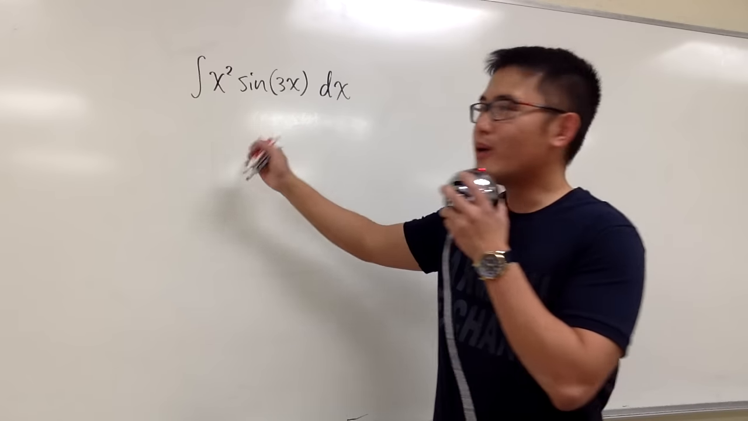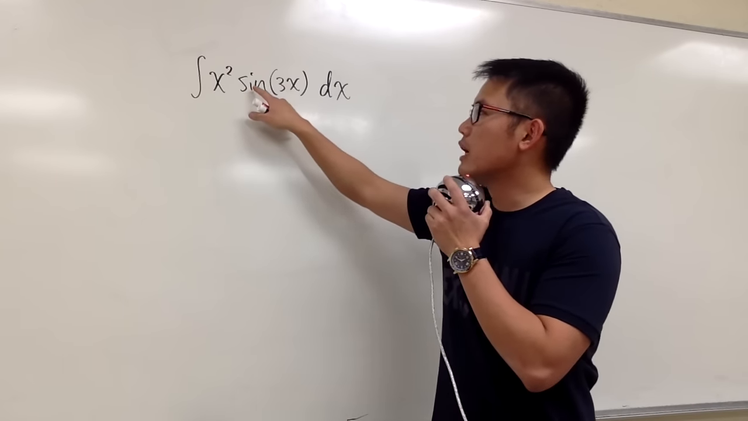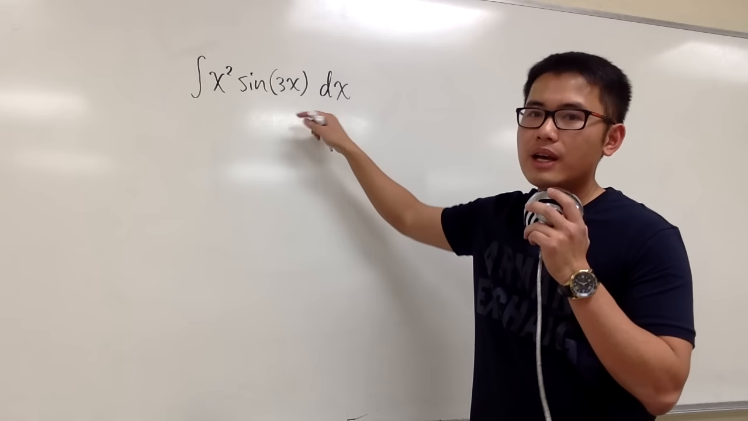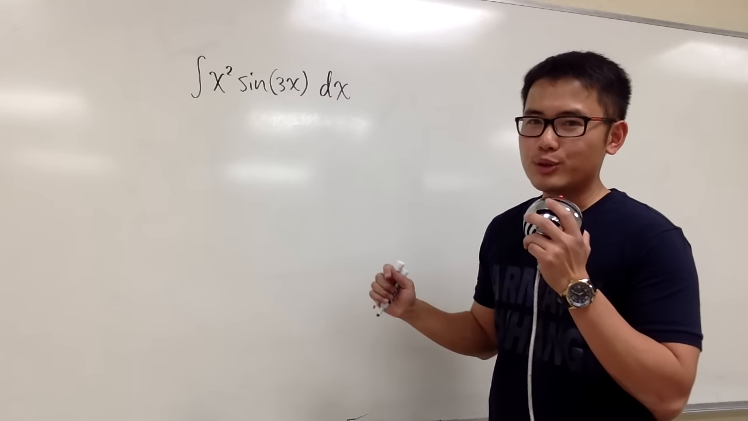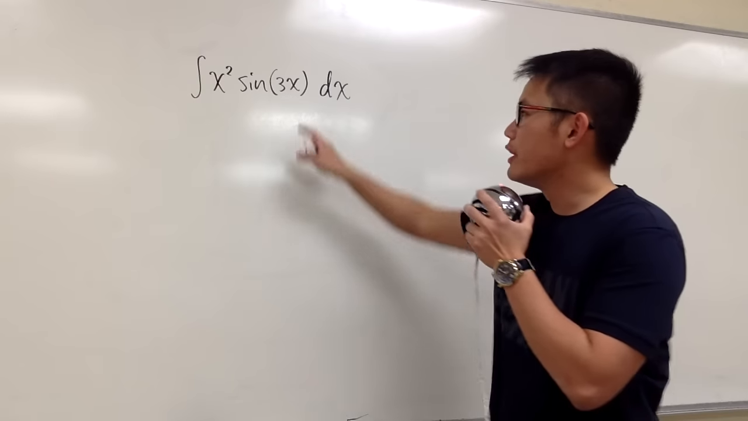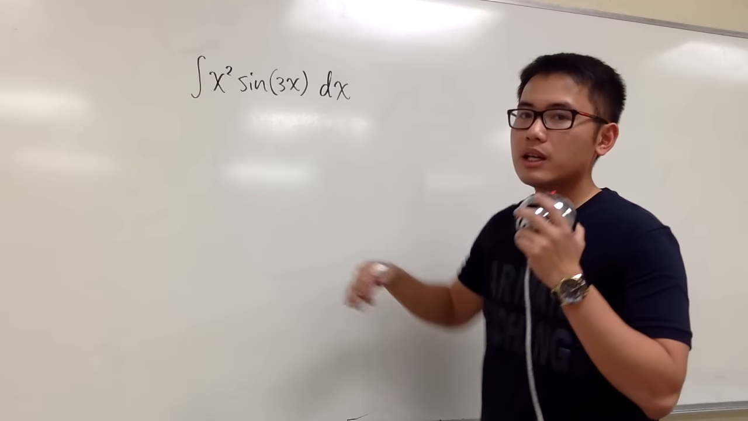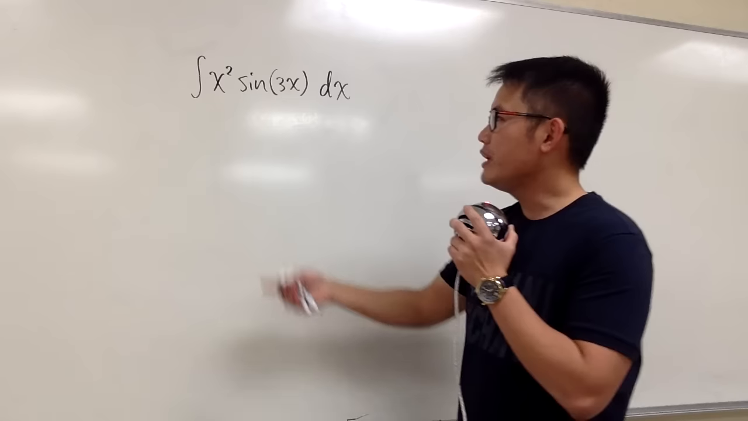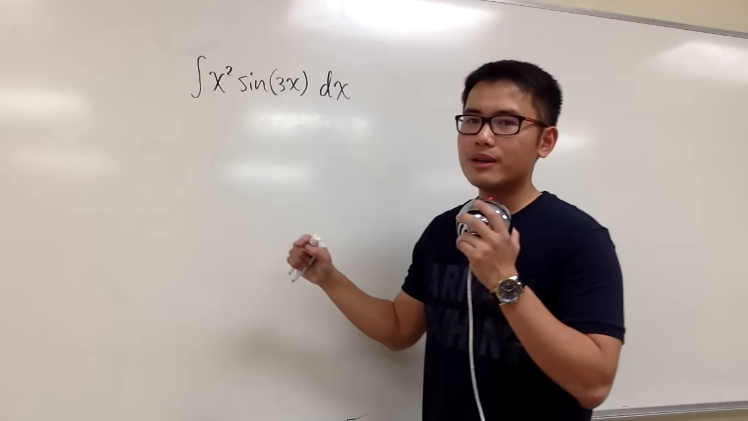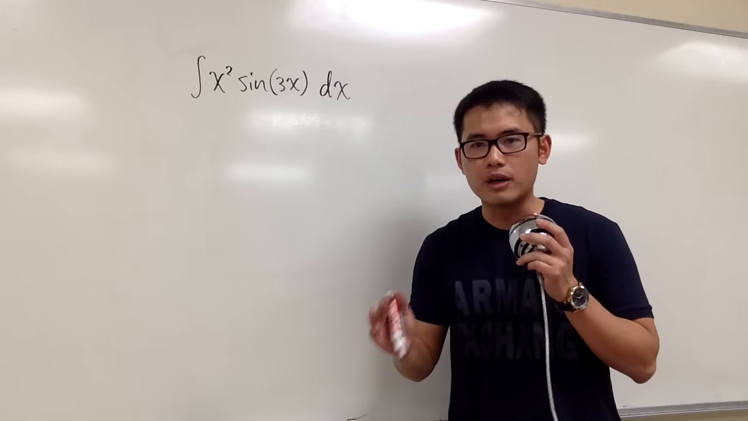So here's my first example. We have the integral of x to the second power times sine of 3x. Unfortunately, u substitution wouldn't work, because if we let u equal the inside function 3x, the derivative of that is just a 3. We cannot cancel that out with the x to the second power. So let's give integration by parts a try.